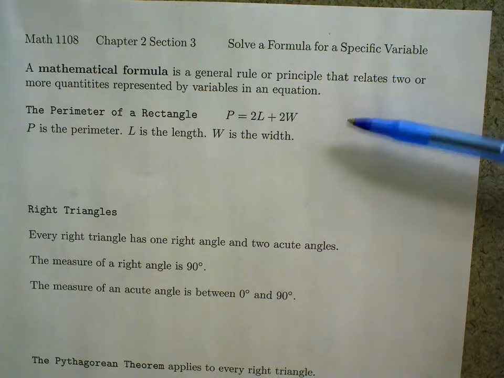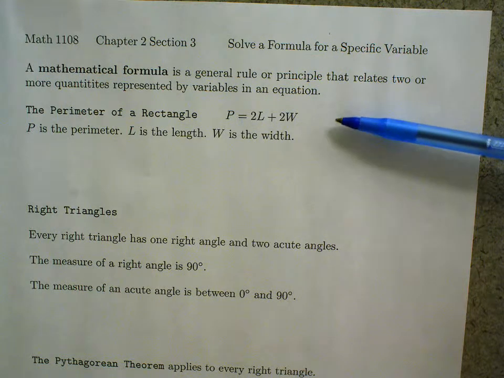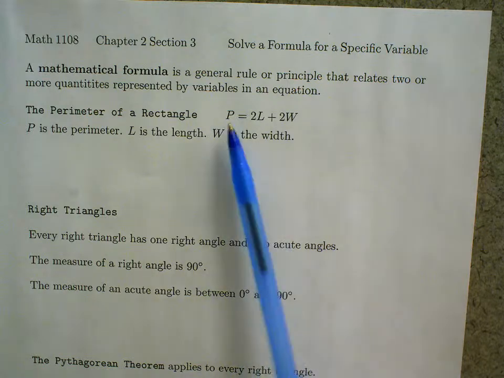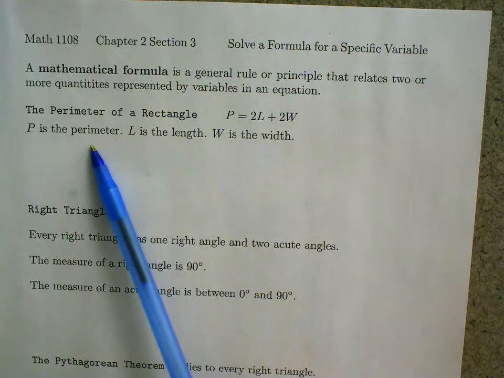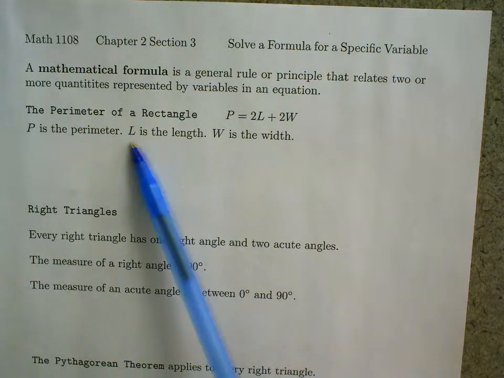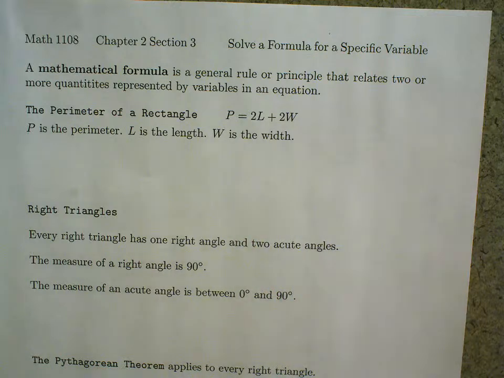Okay, there are lots of formulas. We'll just talk about a few. This first one, the perimeter of a rectangle. Capital P is the perimeter. That's the distance around the rectangle. Capital L is the length, and W is the width.